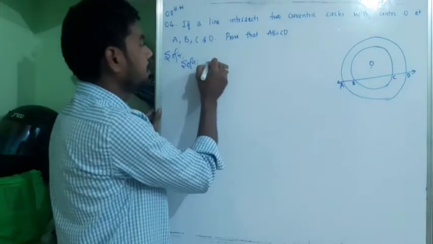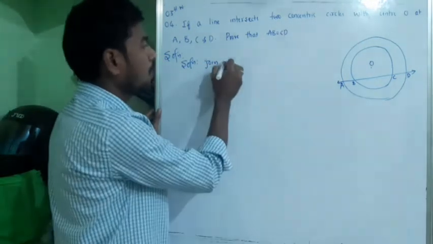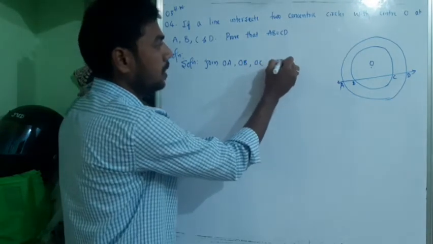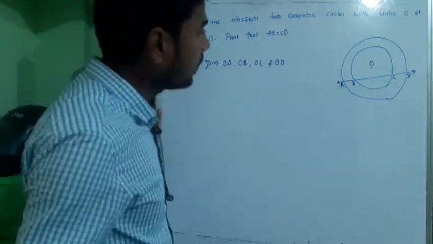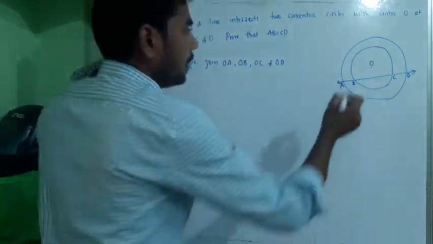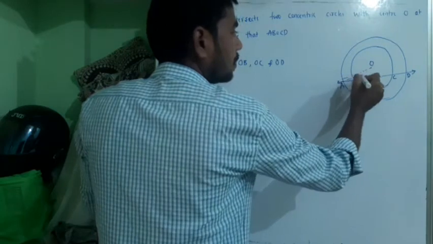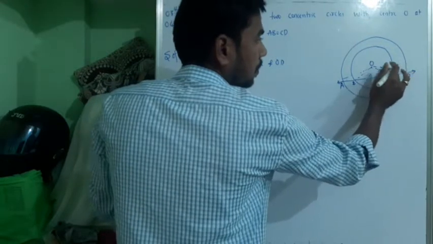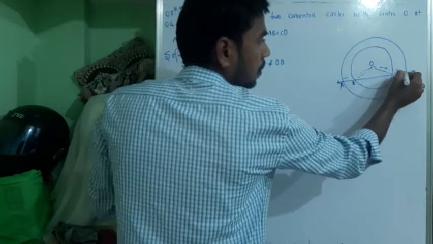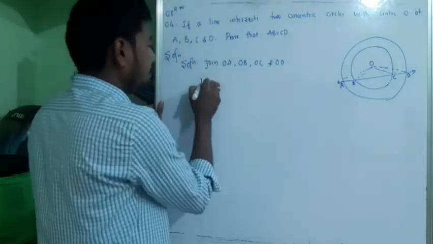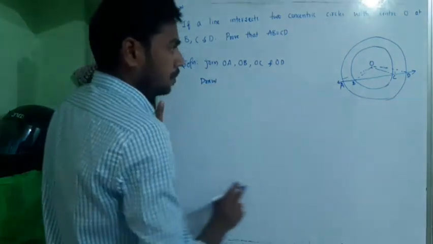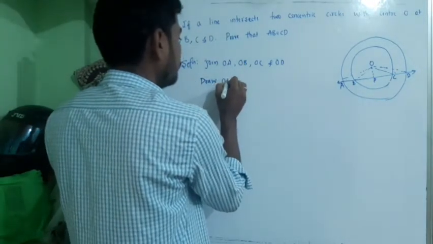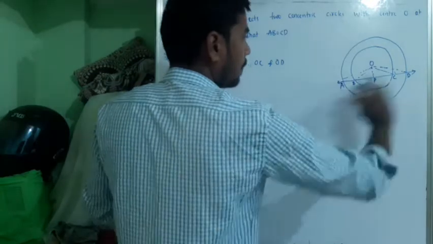Join OA, OB, OC and OD. Now what we can do, we need to join them. Okay. Now draw OP perpendicular to AD.